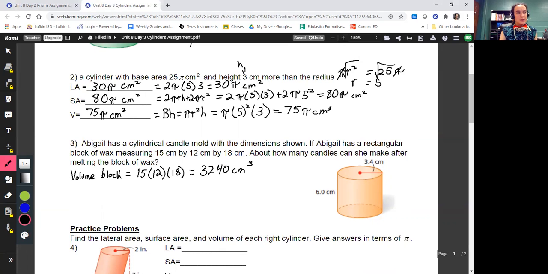Then this figure over here represents the candle. So we need to find the volume for the candle. Remember, our formula is area of our base times our height, which is pi r squared times our height. So pi times 3.4 squared times our height of 6. So that's 69.36 pi centimeters cubed for the volume of one candle.